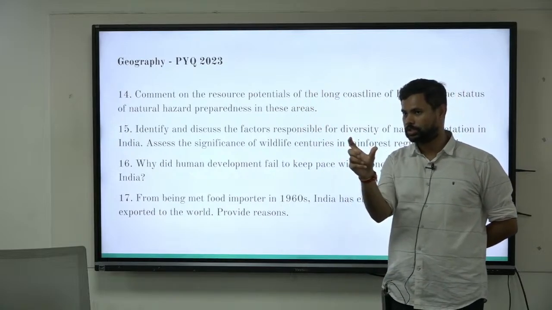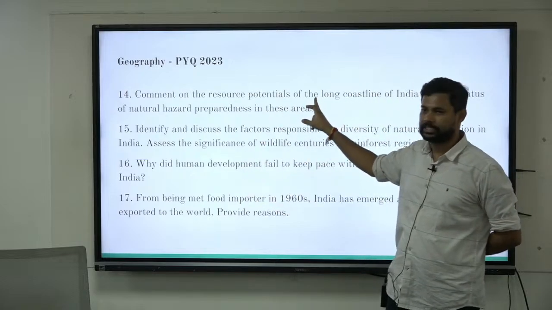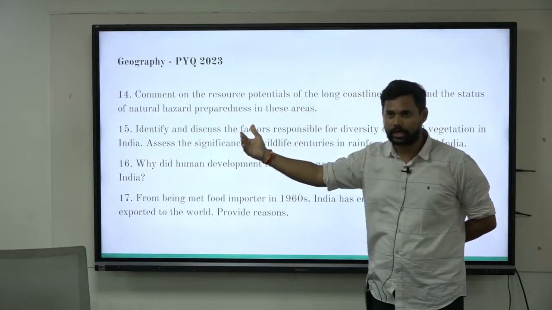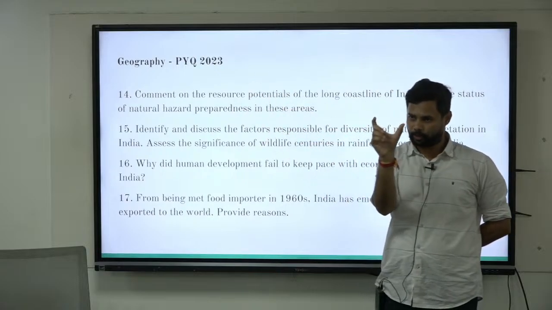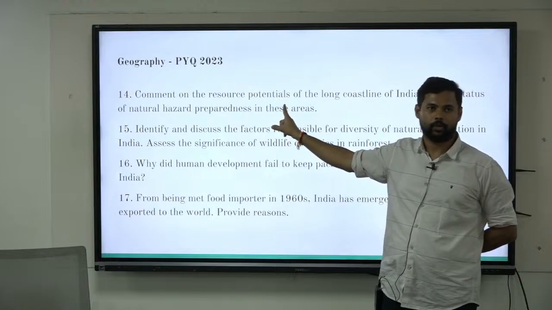See, resources can come in world geography also. Resources can come in Indian geography also. This is resources in the context of Indian geography. That's what I'm trying to tell. In the future, you will come across questions on resources in the context of world geography. So the broader context here is resources in the context of Indian geography, not world geography.